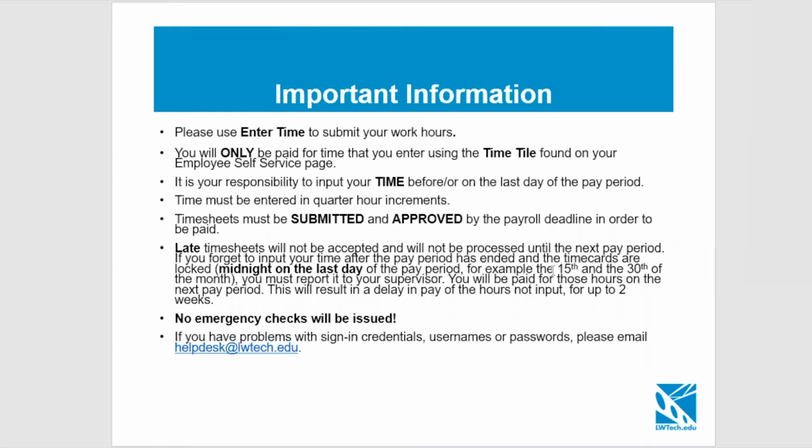If you forget your time after the pay period has ended and the time cards are locked, the system does lock at midnight on the last day of the pay period, for example, the 15th and the 30th of the month, you must report it to your supervisor. You will be paid for those hours on the next pay period. This will result in a delay in your pay of the hours not input for up to 2 weeks. So no emergency checks will be issued.